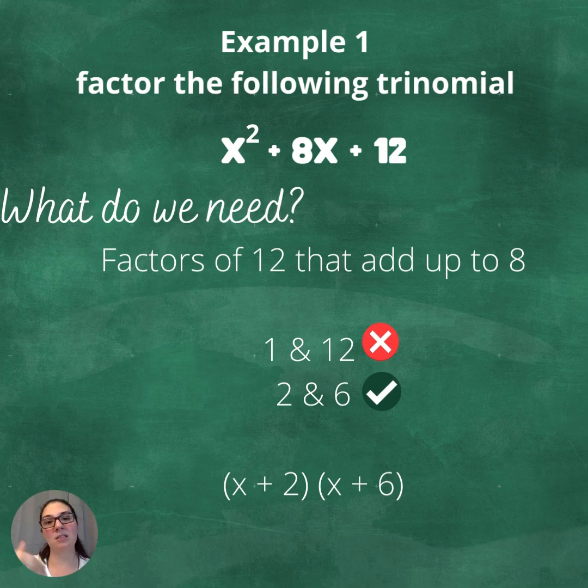So if you go to the next pair of factors of 12, that would be 2 and 6. 2 plus 6 gives you 8, which works for us. So 2 times 6 we know gives you 12. 2 plus 6 gives you 8. So that is the answer for us. So our answer would be x plus 2 times x plus 6.